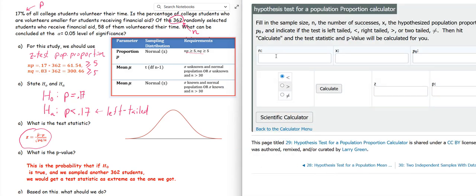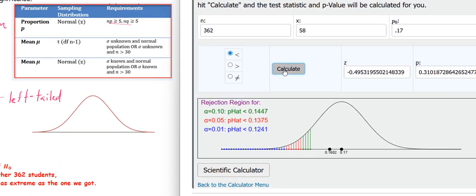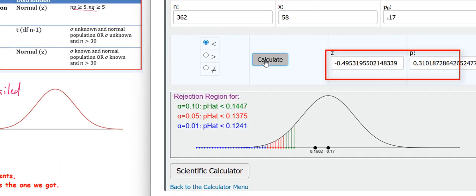And we're just going to enter what we have here. N is 362. X, the number of successes, would be the number of students that volunteer, that's 58. And the claimed proportion is 0.17. And again, this is a left-tailed test, so I want the less than checked. And I hit calculate, and I get both the test statistic and the p-value.